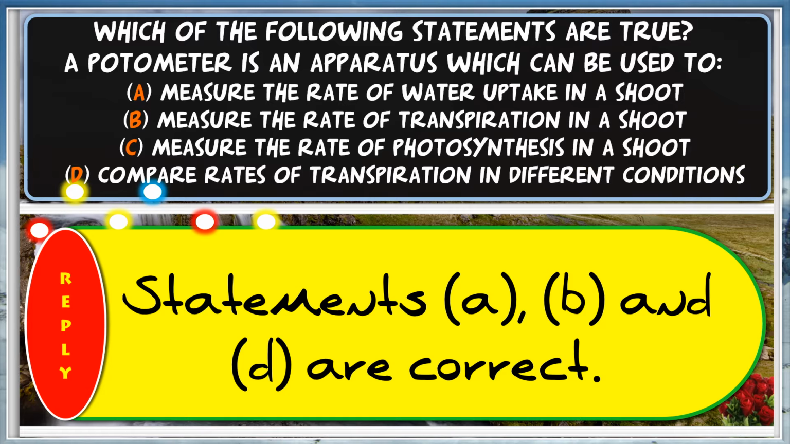Statement A, measure the rate of water uptake in a shoot, statement B, measure the rate of transpiration in a shoot, and D, compare rates of transpiration in different conditions, are correct statements.